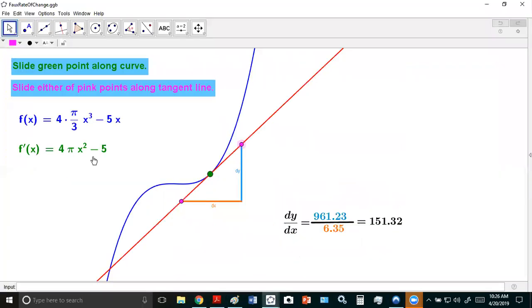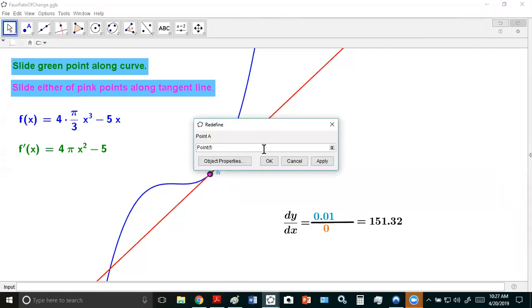It's just the slope of a tangent line, and it's exactly a fraction. See here, dy/dx is exactly 961.23 over 6.35. It doesn't change, see? These are equivalent fractions, okay? And of course, the mainstream calculus is flawed, because if you try to do this, you'll end up with 0 over 0, which is total nonsense, right? Okay, let's just cancel that.